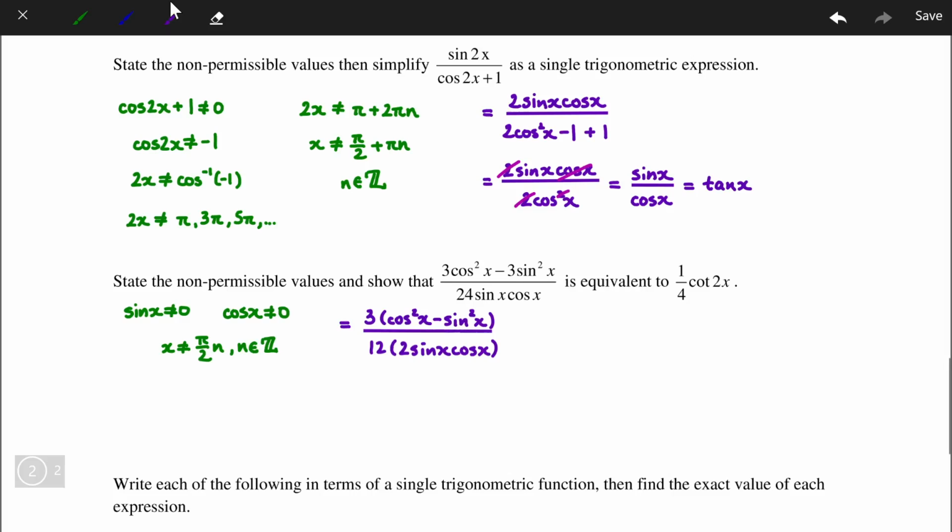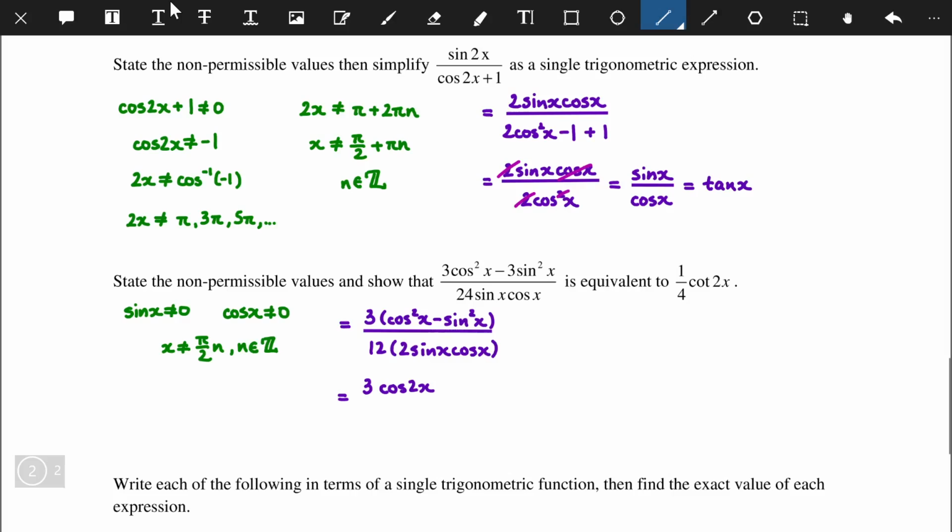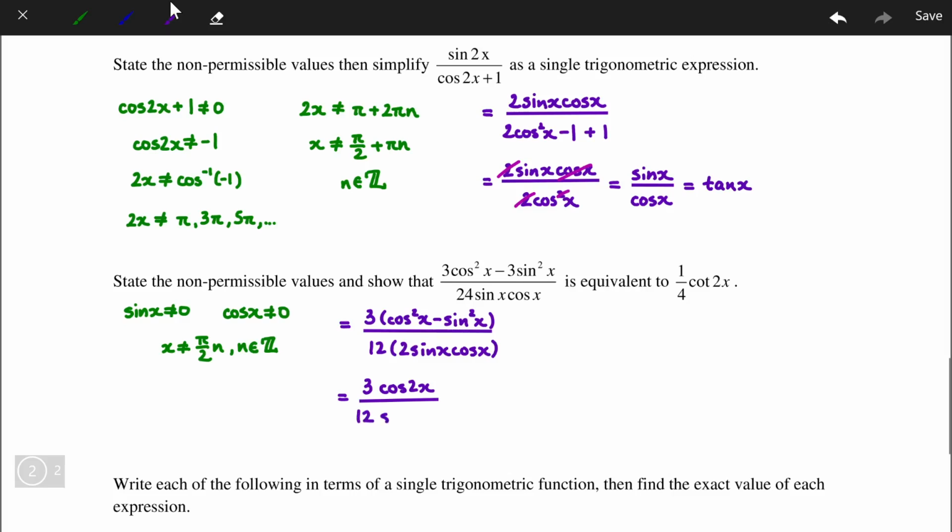All right, so the numerator, the cosine square x minus sine square x, can be rewritten as cosine 2x using the cosine double angle identity. And in the denominator, the 2 sine x cosine x can be rewritten as sine 2x using the sine double angle identity. So the 3 divided by 12 is going to give us 1/4. And of course, cosine 2x divided by sine 2x is going to give us cotangent 2x. So we have the expression that we want.